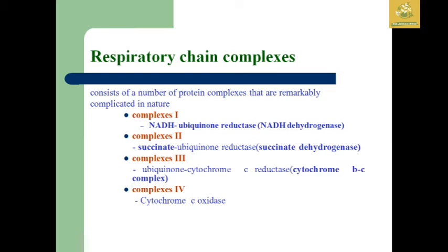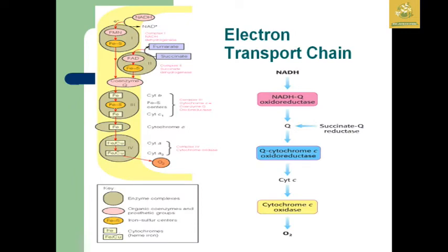The respiratory chain has four complexes. The first one is NADH ubiquinone reductase, which is NADH dehydrogenase. The second complex is succinate ubiquinone reductase, or succinate dehydrogenase in short form. The third complex is ubiquinone cytochrome c reductase, which is the cytochrome bc1 complex, complex 3, and the fourth complex is cytochrome c oxidase. These are the four complexes responsible for the electron transport chain in the respiratory chain complex of ETC.